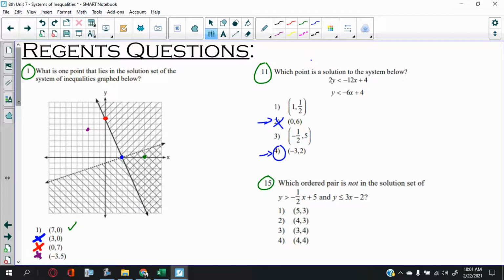So number 15. Which ordered pair is not in the solution set? You just plug it in. I think I'm going to stop after this and then make the last two optional, because I made a mistake earlier and now I don't know how much time I've used.